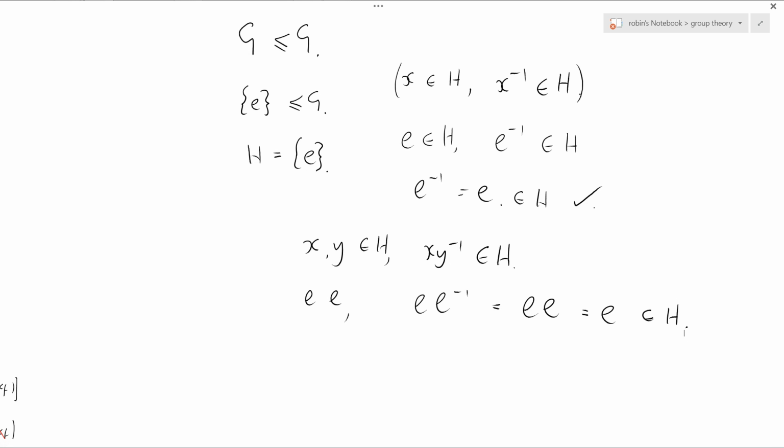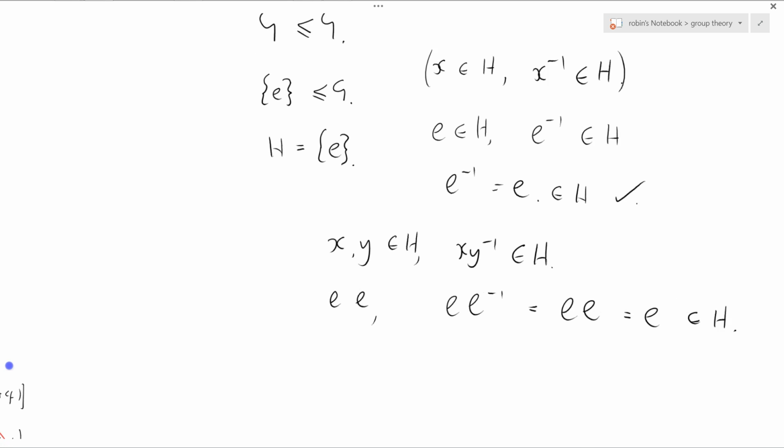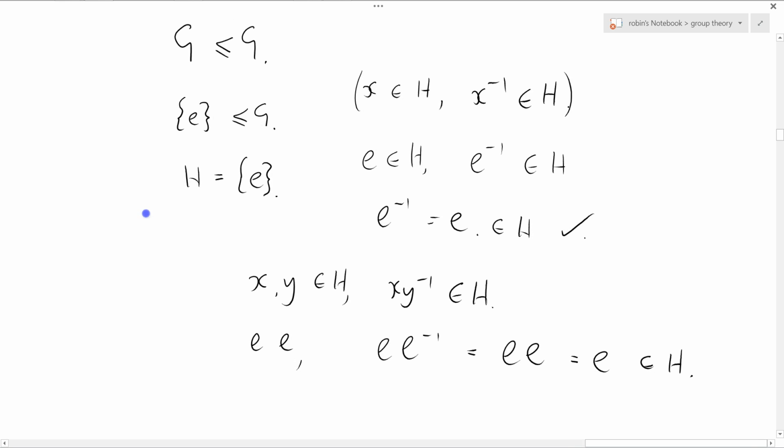So straight away we've got two boring, but nevertheless correct, subgroups of G: the group itself and the set containing just the identity element. Kind of boring ones, but we'll do some more interesting ones now. Okay, I'm going to stop there.